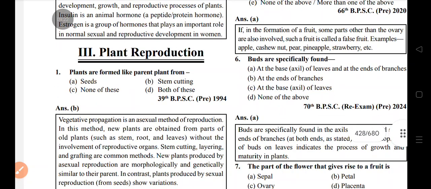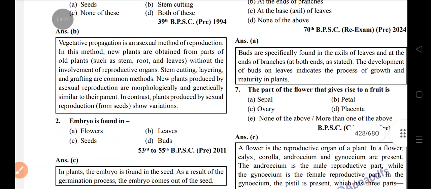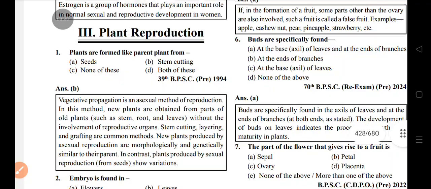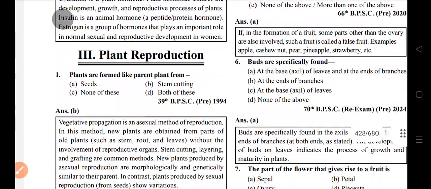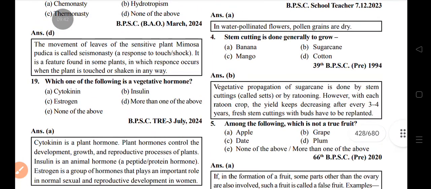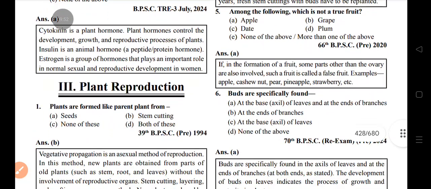Cytokinin. Plant reproduction. Plants formed like the parent plant from stem cutting. Embryo is found in seed. Water pollinated flowers have pollen grains that are light and smooth. Stem cutting is done generally to grow sugarcane. Among the following, which is not true? Fruit, apple. Buds are specifically found at the base, the axil of leaves, and at the end of branches.